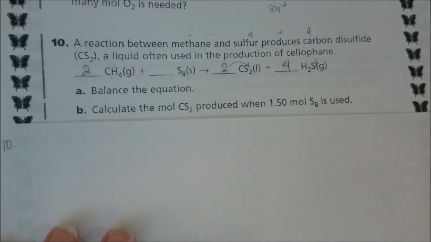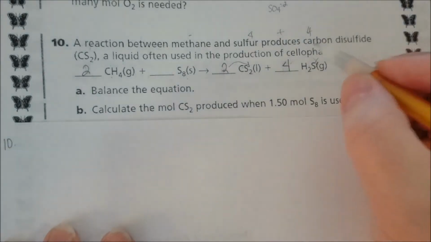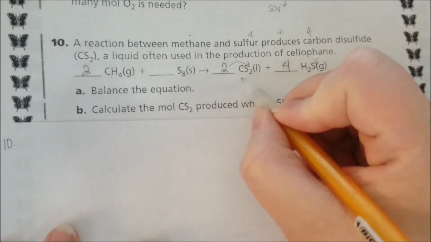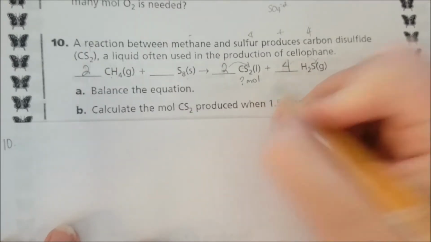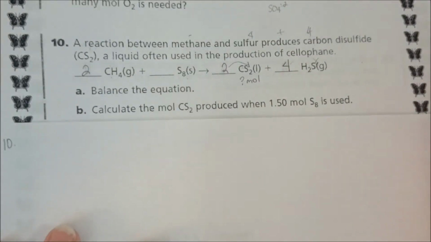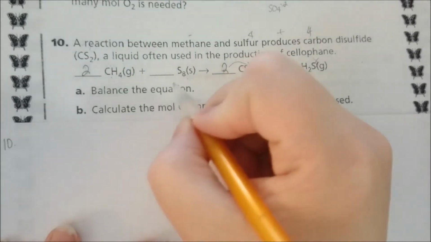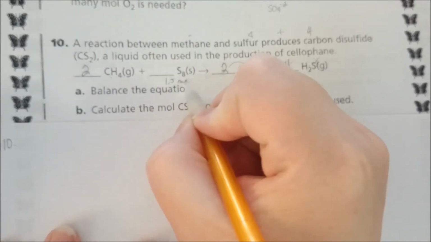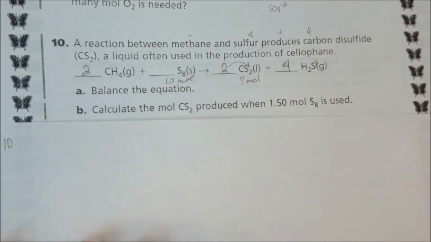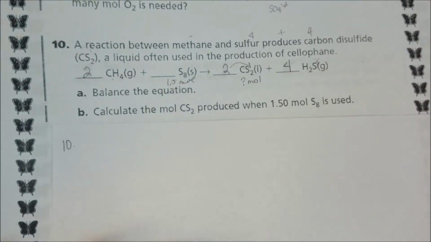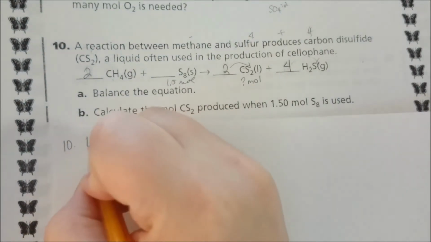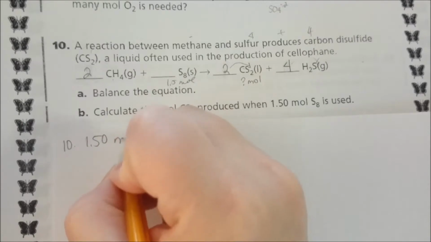Okay, so we did A, balance the equation. Now we need to calculate the moles of CS2. So how many moles there? When we start with 1.5 moles of S8. So, we're going to start like we always do. We write down what they give us.